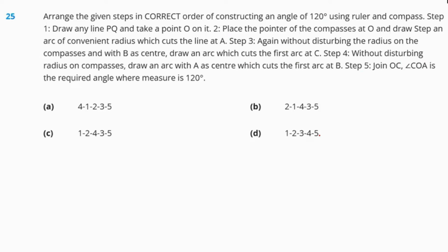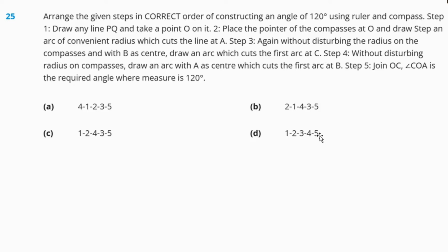The first step it is given, draw any line PQ and take a point O on it. Second, place the pointer of the compasses at O and draw an arc of convenient radius which cuts the line at A. Step 3, again without disturbing the radius on the compasses and with B as center, draw an arc which cuts the first arc at C. And step 4, without disturbing radius on compasses, draw an arc with A as center which cuts the first arc at B. And the step 5, join OC, angle COA is the required angle whose measure is 120 degree.